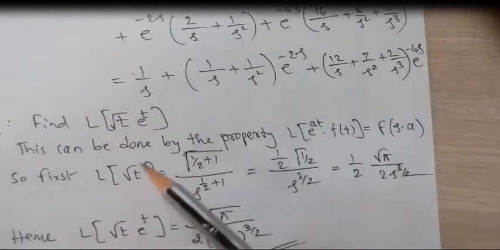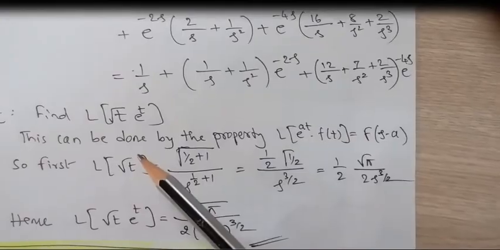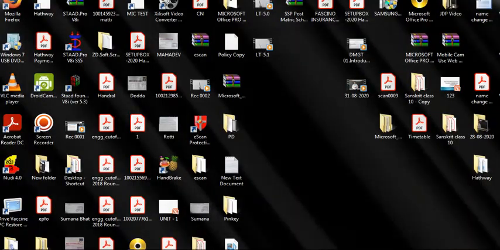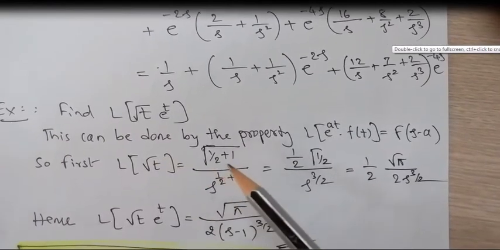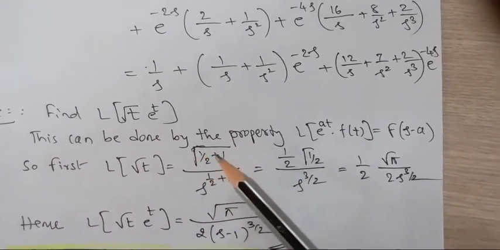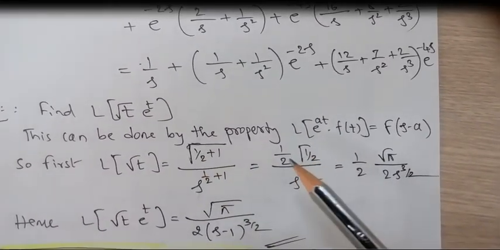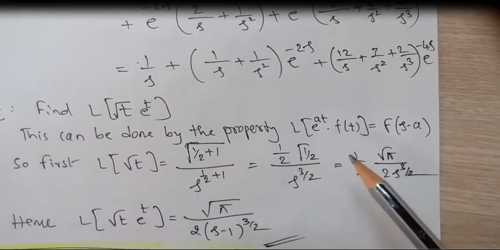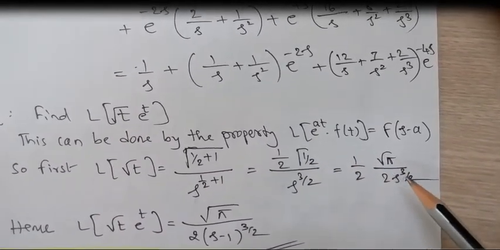So the Laplace of root t is given by the Laplace of t raised to n definition: gamma of n plus 1 divided by s raised to n plus 1. Here n is 1 by 2, so gamma of 1 by 2 plus 1 divided by s raised to 1 by 2 plus 1. Gamma of n plus 1 is equal to n gamma n, with n as 1 by 2, so 1 by 2 gamma 1 by 2. The value is root pi divided by 2 into s raised to 3 by 2.